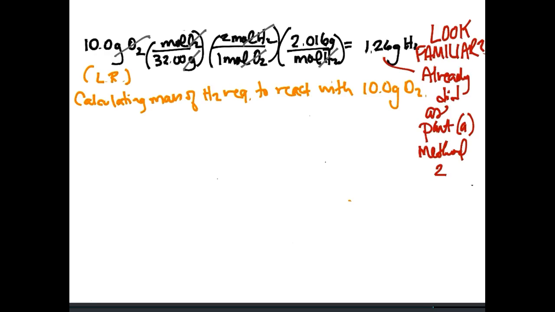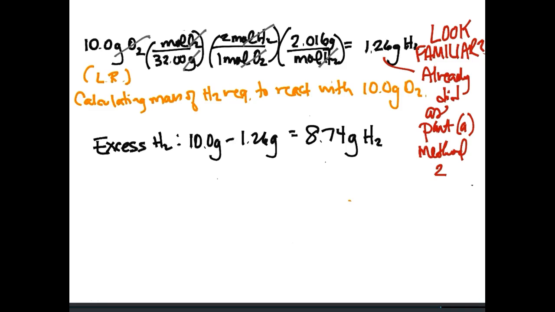So you're going to take the original mass, which is 10 grams, and subtract 1.26, and that's going to give you 8.74. This is just saying, does this look familiar? We already did this calculation as part of part A. It was the second method we did out of 3 methods to answer part A. So you can see that you can just move on to part B and part C, and you can figure out the answer to part A as part of that problem solving.